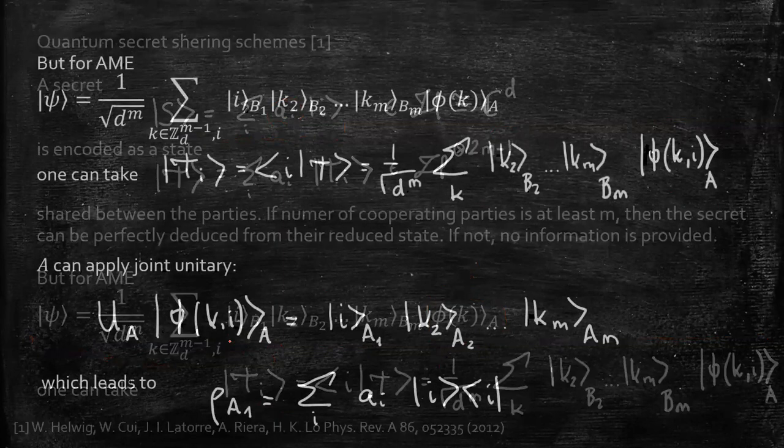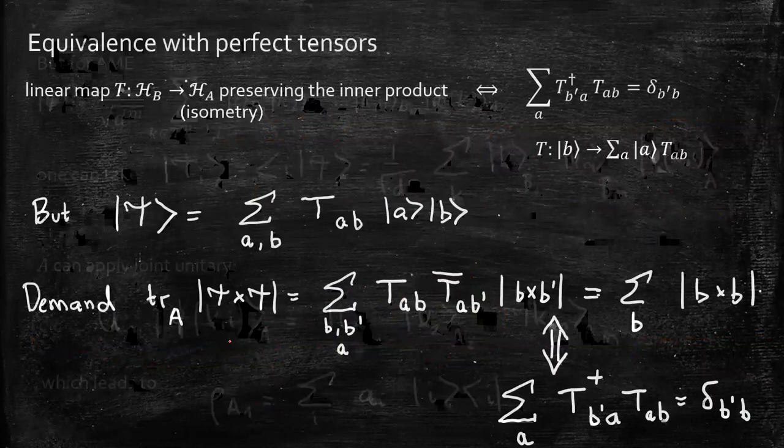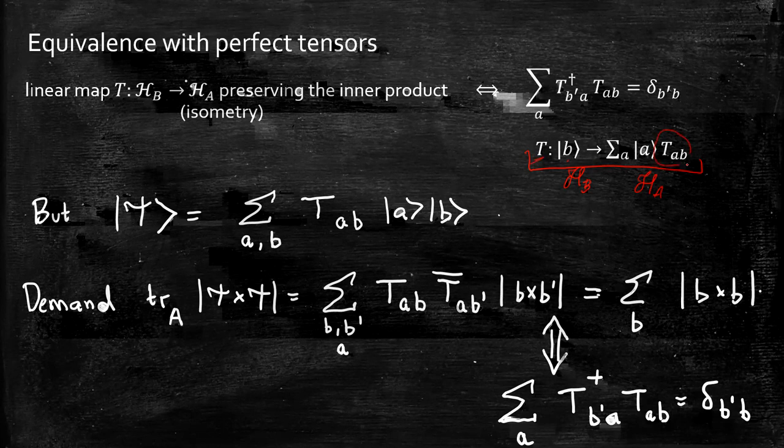Yeah, so that was one of the properties, but the basic one that we are interested in is the connection between absolutely maximally entangled states and perfect tensors. So a perfect tensor, in general, is a map. Let's have a map T, and it's mapping vectors from Hilbert space HB to Hilbert space HA. And this mapping T is just given by a tensor T_AB.